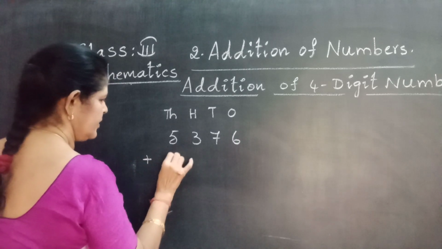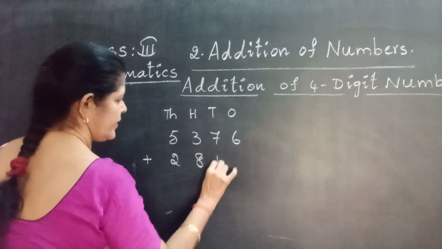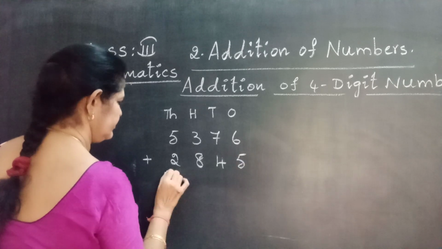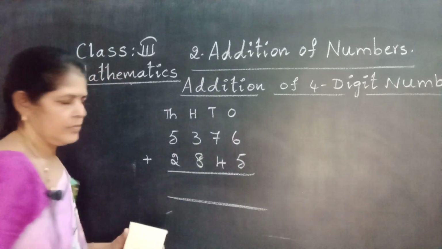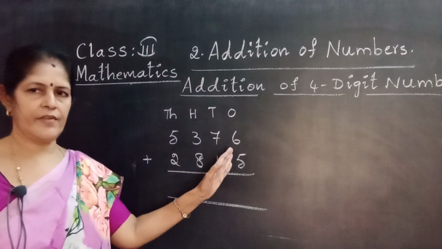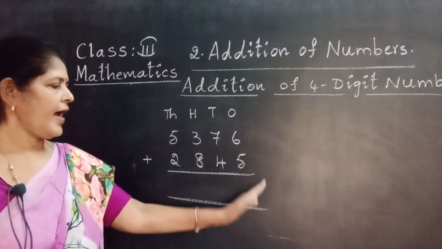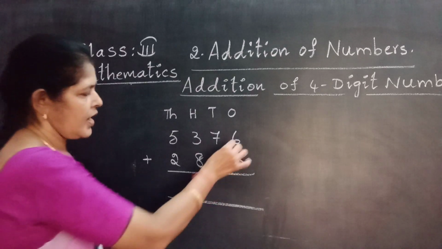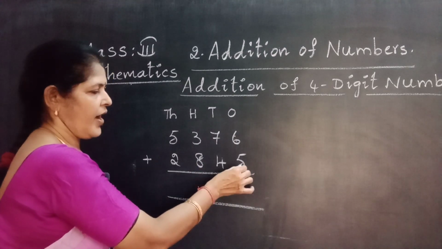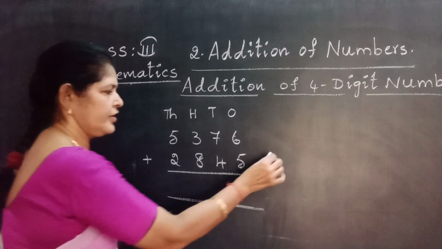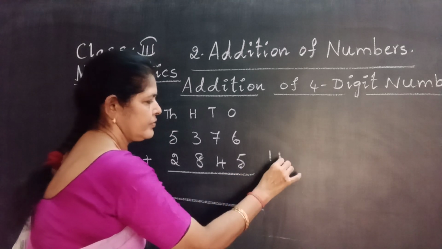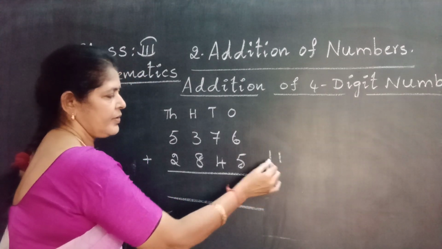5,376 plus 2,845. Our addition starts from ones place. 6 and 5, 6 plus 5. Good, 11. 2-digit number. Okay, separate the tens and ones.